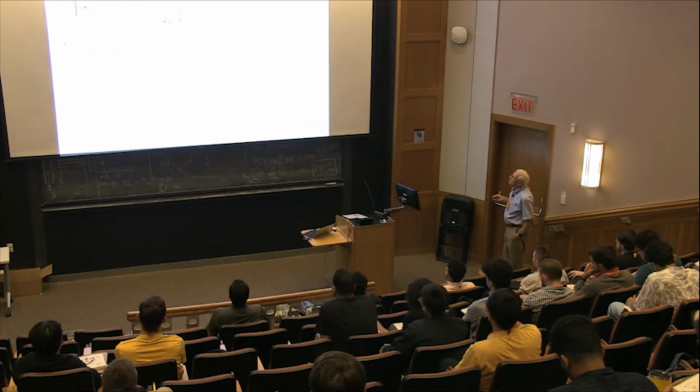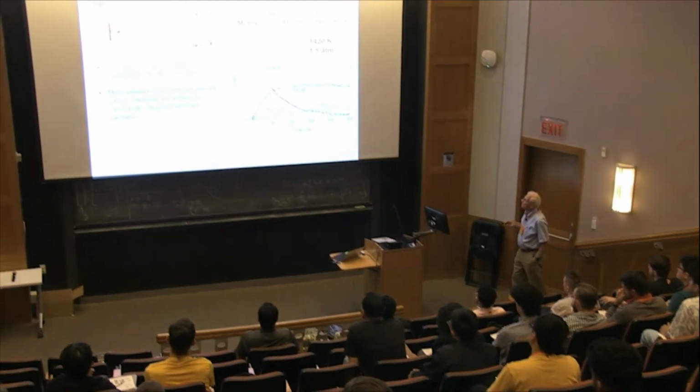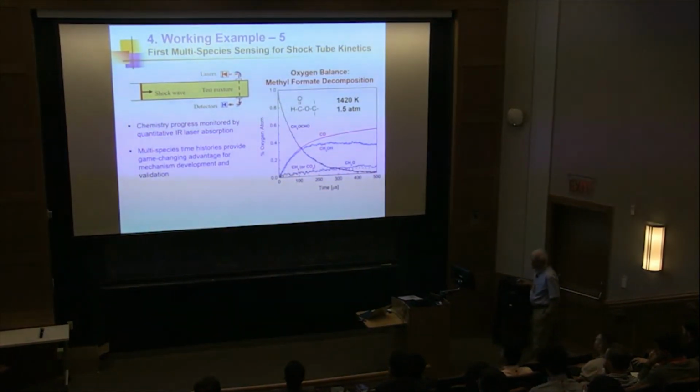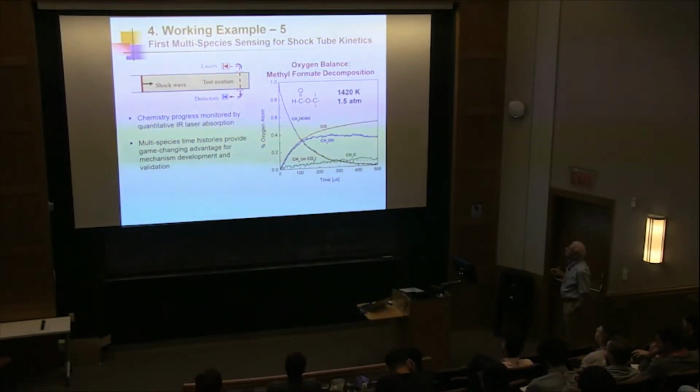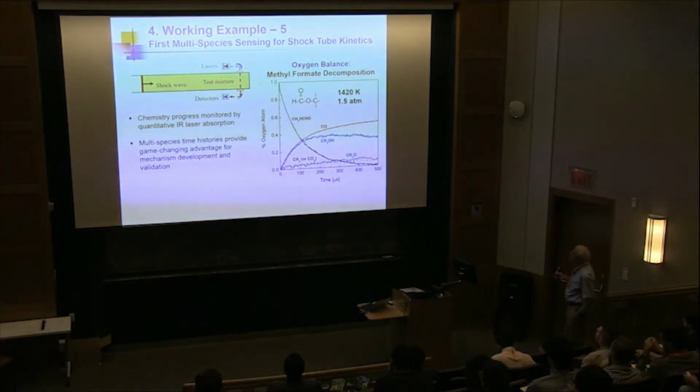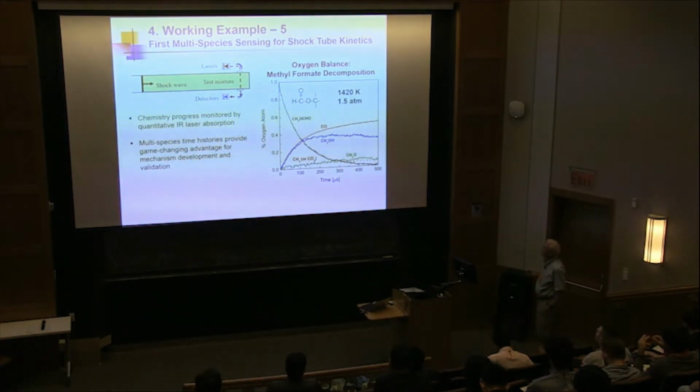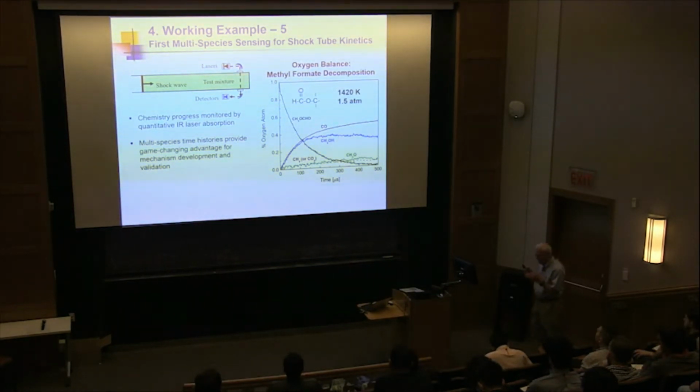Okay. I've been telling you about the importance of these species. Here's just an example, called methyl formate. This is a species right here, and this is a representative ester. By measuring the time histories of the key species, we can get the rate constant. And by measuring multiple species, we could track essentially all of the oxygen. So you feel pretty good when you're tracking all the species.